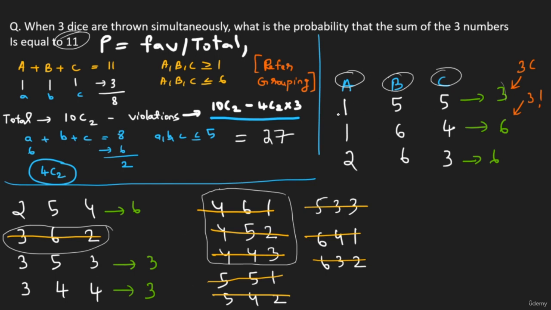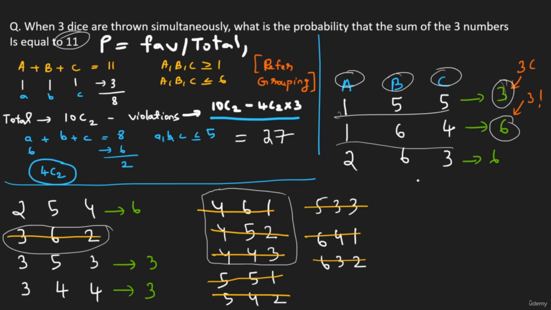Now let's see one by one. 155 can be arranged in three ways, right? I could have 155, I can have 515, and I can have 551. So these are the three ways, which I have written 3 over here. Now similarly, 164, I can have it in 3 factorial ways, because it's 3 different items in 3 places. They can be arranged in 3 factorial ways. That's the 6 over here.